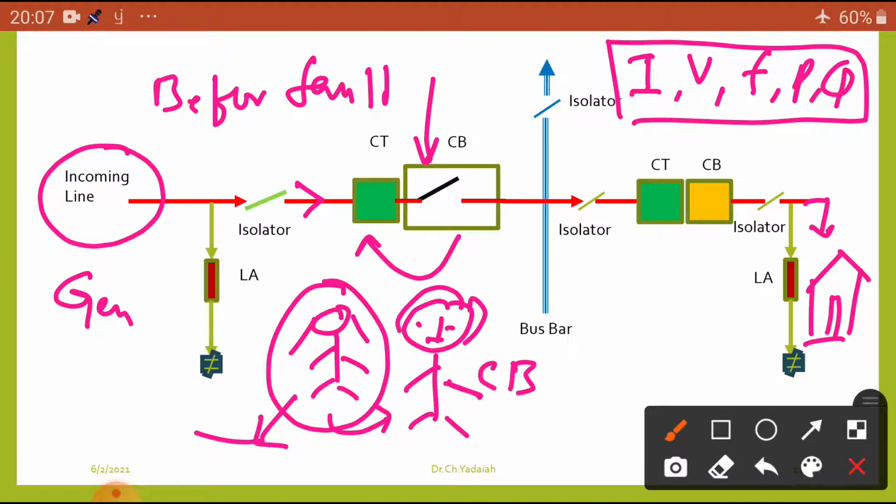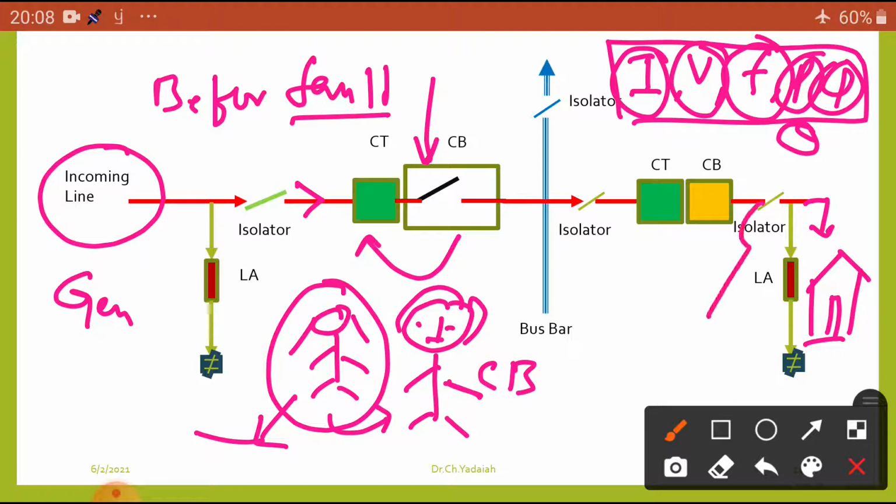Similarly here, before any fault in the system, we analyze what the current is, what the voltage is, what the frequency is, what the active power, reactive power and phase angle are. These are held within a plus or minus tolerance value. If some fault occurs in the system, then one or two of them may violate their tolerance values. The current may increase, the voltage may decrease, the frequency may change, and the phase angle may change.